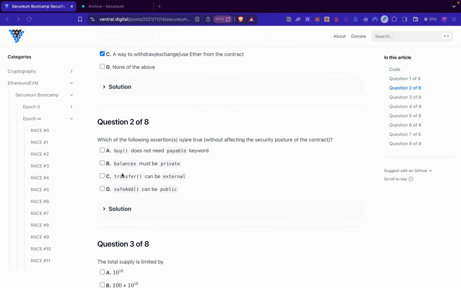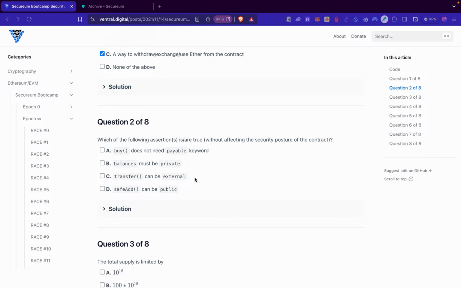So this is false. Balances must be private. There's really no need for the balances to be private. This is generally done if there's an intention to make the balances private. And anyways, there are no private variables in Solidity. You can always check out the smart contract storage to fetch the values of the private variables.